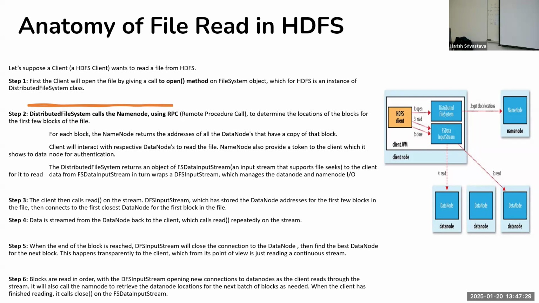Again, you are not going to write this, okay? These are inbuilt library functions. You can use them to program. So the first step is to call the open method on the file system object, which for HDFS is an instance of DistributedFileSystem. Whenever the file read process is initiated, the call goes for opening a file. The method is open. The open call goes to the HDFS file system. The second step is that DistributedFileSystem calls the name node using RPC.